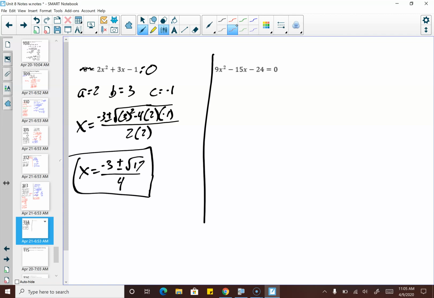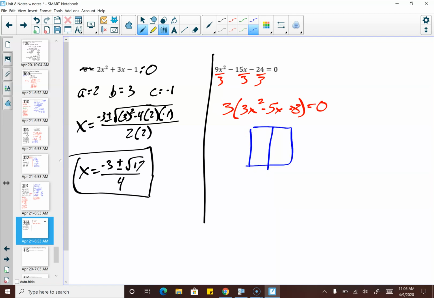9x squared minus 15x minus 24 equals 0. I want to start by trying to factor this just because I see that there's a GCF for all of them. So I get 3, so that would give me 3x squared minus 5x minus 8 equals 0. I do want to try to factor this just because we haven't done much factoring in this piece. So as we go to factor and solve, this 3, because it doesn't have an x, is fairly useless to us. So I'm just going to build my boxes off of what's here inside.